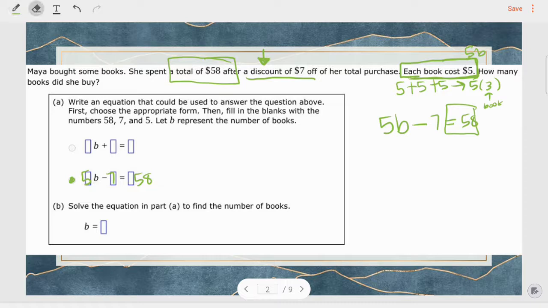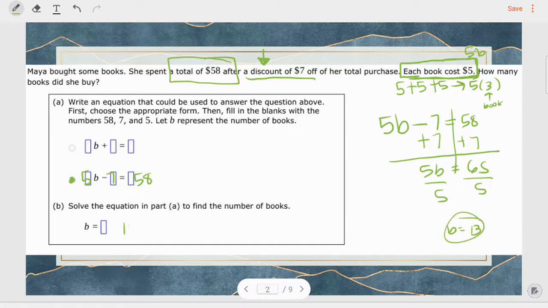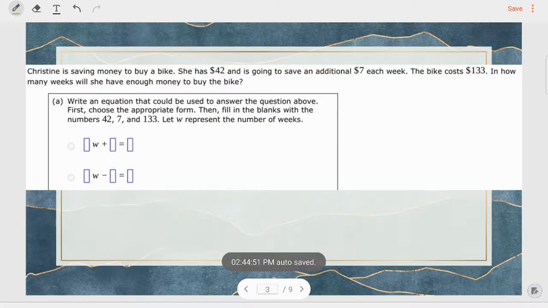Now I can use this equation to solve the question of how many books she bought by solving it. I'm going to do that really quickly. We're not going to focus on that. I would have to add 7 to both sides to represent taking away the discount. 5b is equal to 65, and 65 divided by 5 is 13. So she bought 13 books. But let's keep going on writing equations.